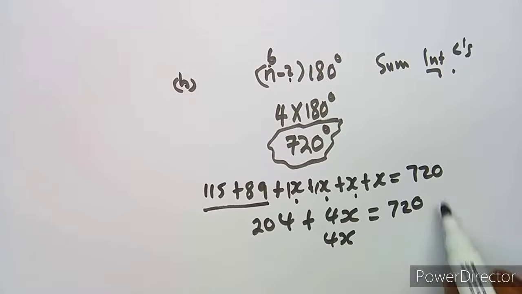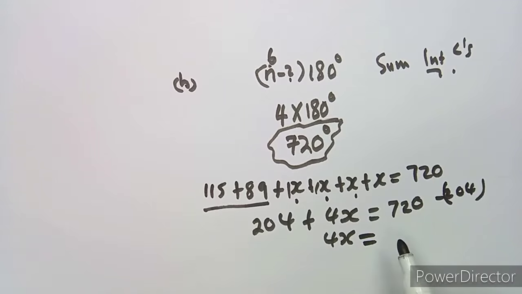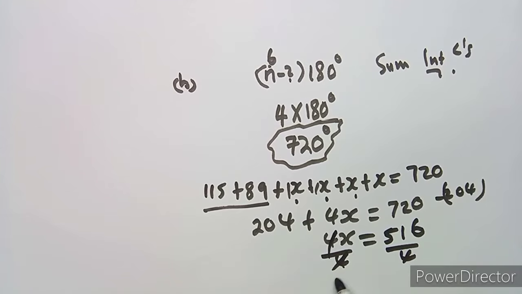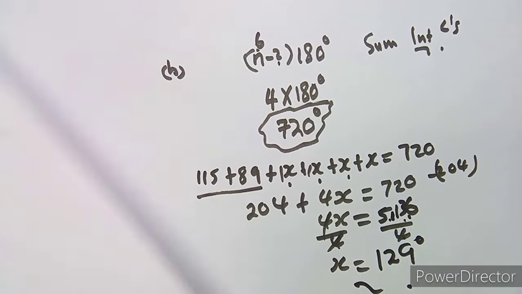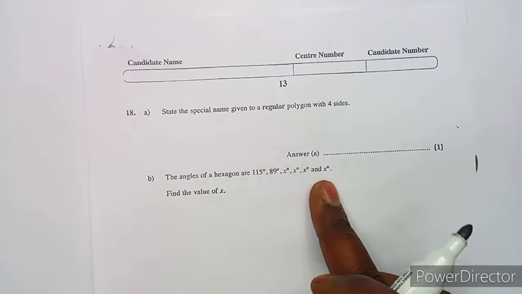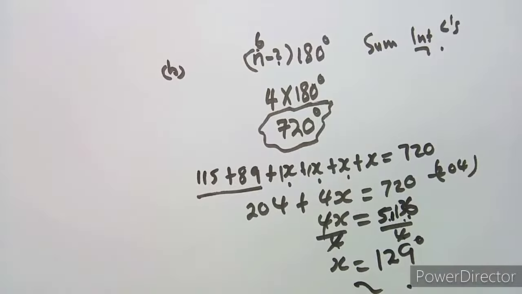Transpose 204 to that side, which means you subtract 204 from 720, which gives us 516. Then divide by 4. 4 into 5 is 1, remainder 1. 4 into 11 is 2, remainder 3. 4 into 36 is 9. So that's our x, which is 129 degrees. So this x, as you are seeing, is 129 degrees for a hexagon. All right, so that's what we had.